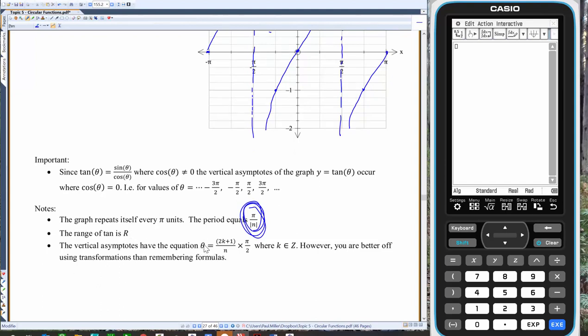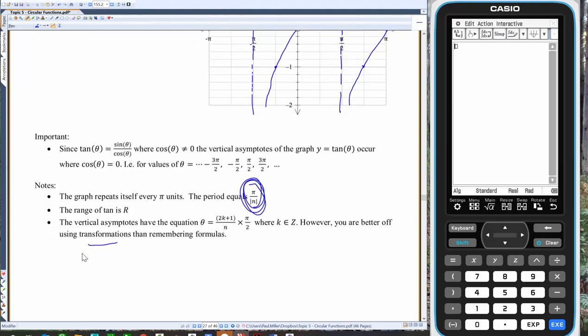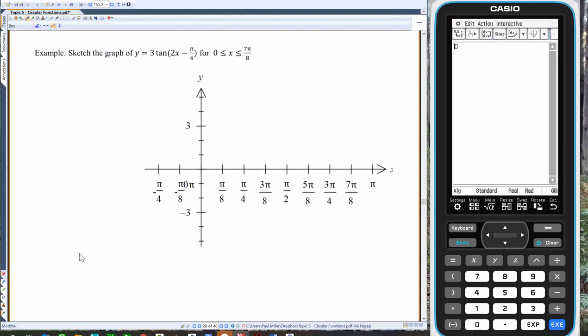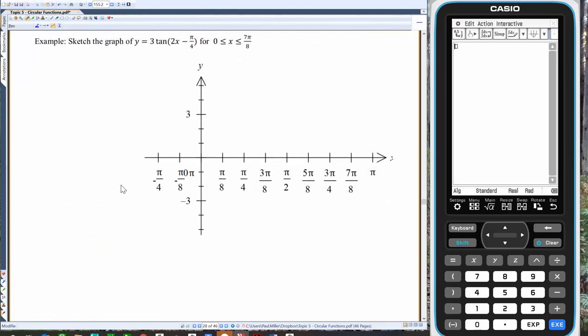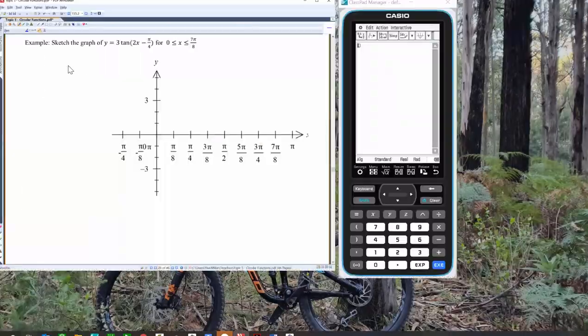You can calculate the equations of the asymptotes by using this formula here. I don't have a clue what that formula is, and I've never used it in my entire life. I just use transformations. So let's give it a go. All right, pretty nasty looking one here. This is about as hard as it gets.